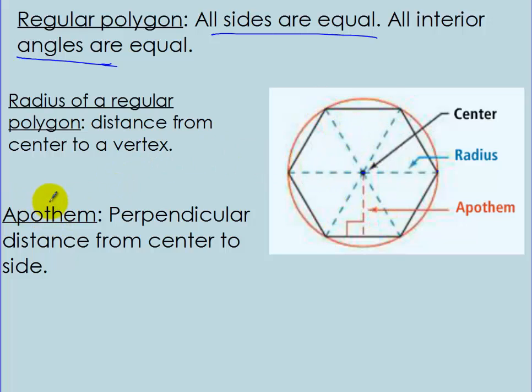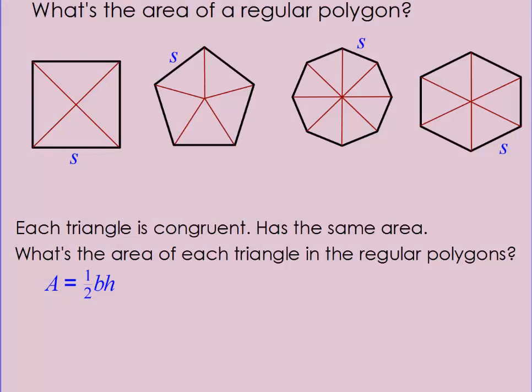We have this other vocab word called apothem. I think that's how you say it. It's like possum, but with a th, a lisp. Anyway, it's the perpendicular distance from the center to a side. So it's this distance here. It's basically halfway between vertices, and you're going to form a right angle there. So that's the apothem.